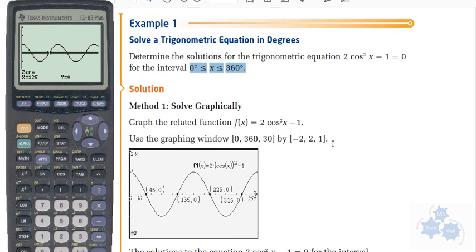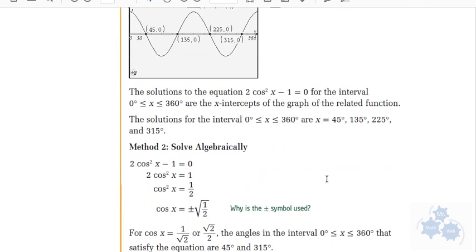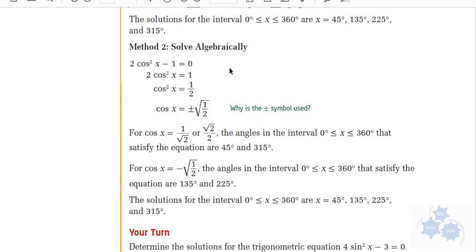Algebraically, you could solve this pretty easily as well for this particular one. Here's method 2, solving algebraically. And this is what you're used to doing with the unit circle. So we solve for cos of x, and it says plus or minus 1/2. All right, when you take the square root of 1/2, you do plus or minus. So that simplifies to 1 over root 2, or root 2 over 2. So you're looking for all those angles in 0 to 360 that satisfy this for cosine. All right, so we're looking at 45. Okay, we're looking at 315.